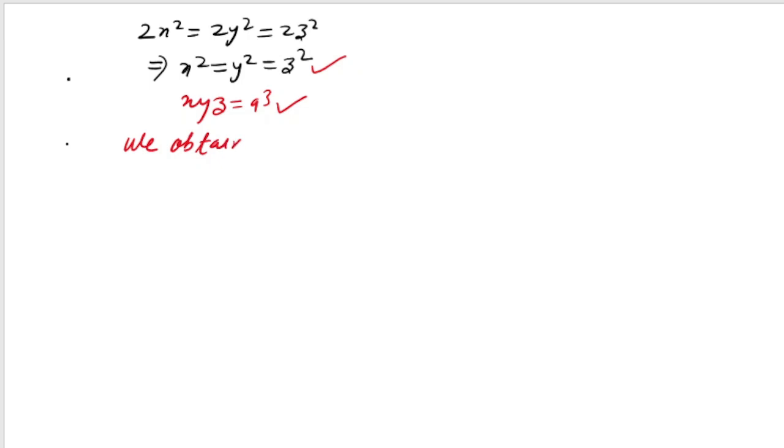Can you guess what are the solutions that we are going to obtain? We obtain the points as, let me write points as. We have to take x, y and z such that x square is equal to y square is equal to z square, and xyz should also be equal to a cube. One thing is very obvious, that I can take a for all three, then this condition will be satisfied and this condition will also be satisfied.